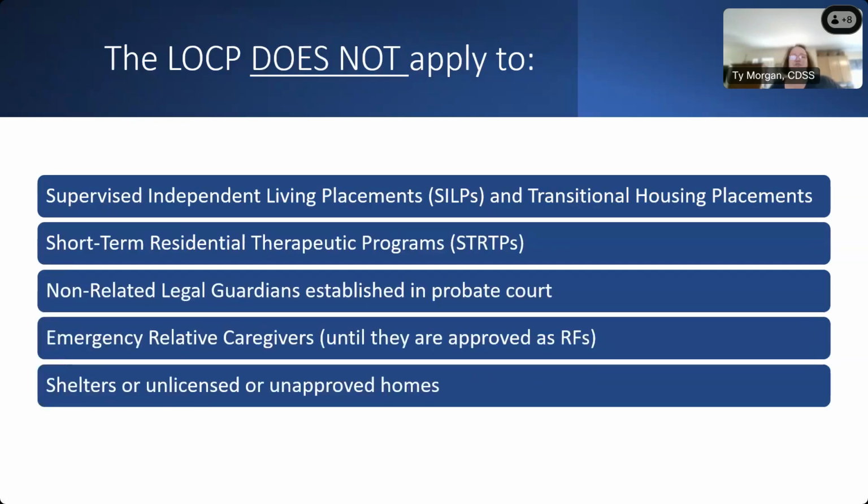It does not apply to supervised independent living placements and transitional housing placements. If you haven't heard of those, those are for our older kids, usually 16 and above. They can live by themselves or they can live in sort of an apartment-like setting with someone there to help them out. It also does not apply to short-term residential therapeutic programs, or non-related legal guardians that were established in probate court. On the last slide, we said that non-related legal guardians are eligible, but those are the ones established in family court. So that's the difference. Emergency relative caregivers, those are basically resource families that haven't been approved yet, are not eligible, and it does not apply to shelters or unlicensed or unapproved homes.